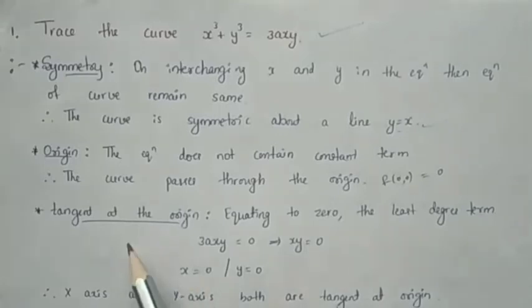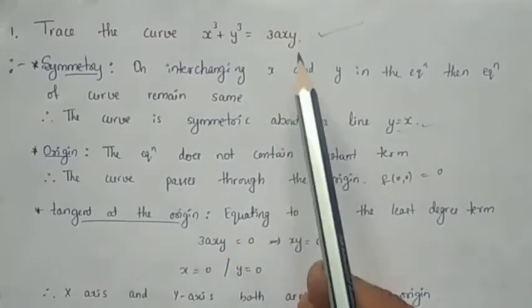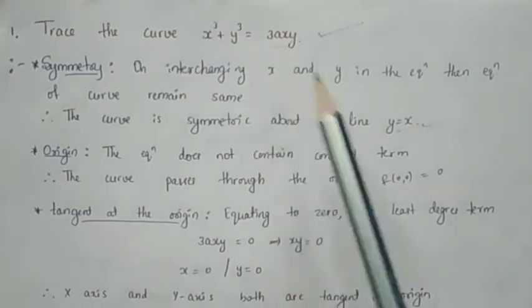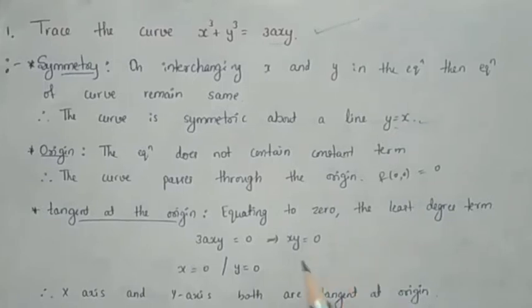The next point is tangents at the origin. You equate to 0 the least degree term. The least degree term is 3axy. So you equate 3axy is equal to 0. You get xy is equal to 0. Either x is equal to 0 or y is equal to 0.